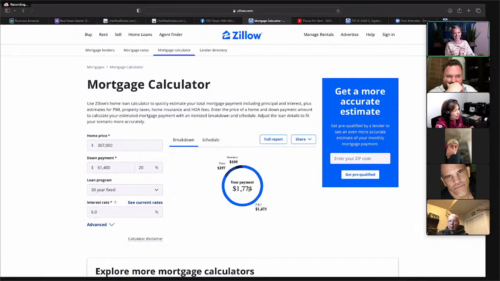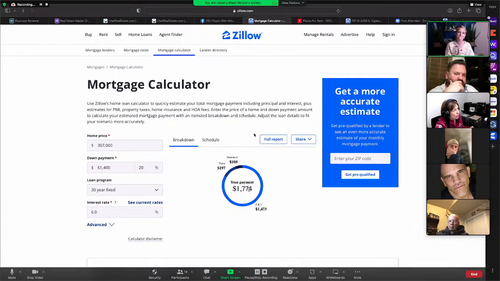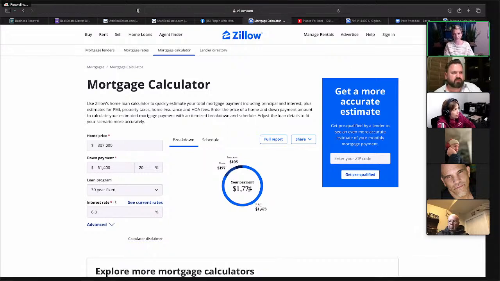Whoever is doing the deal, we'll use their numbers. So if it's your deal and you're running the numbers, we'll go off of what you have. You could just tell us this is the interest rate, like this is where we're at. You know what I mean?